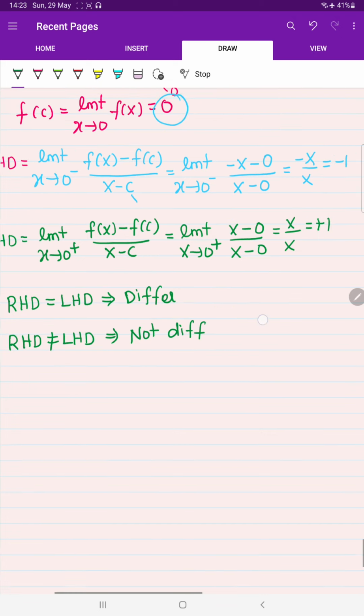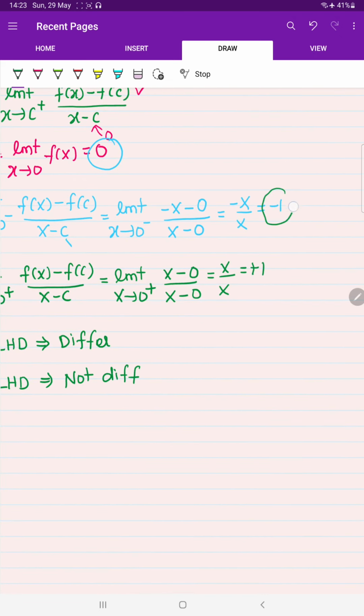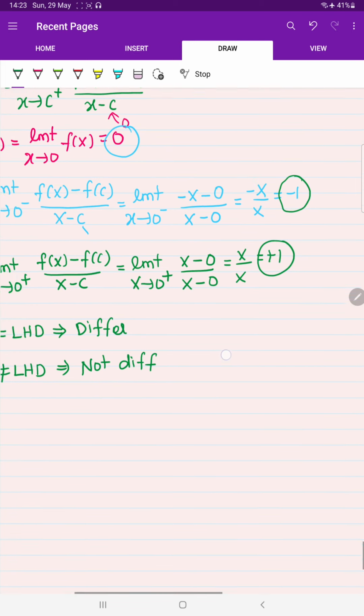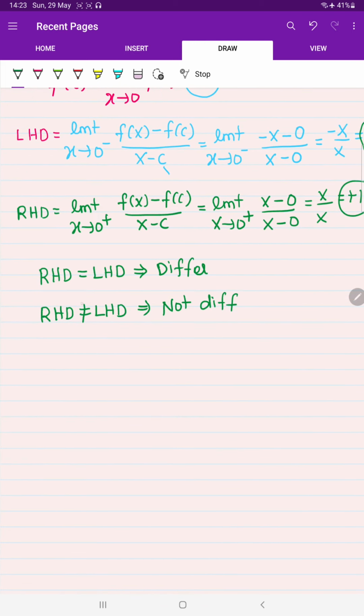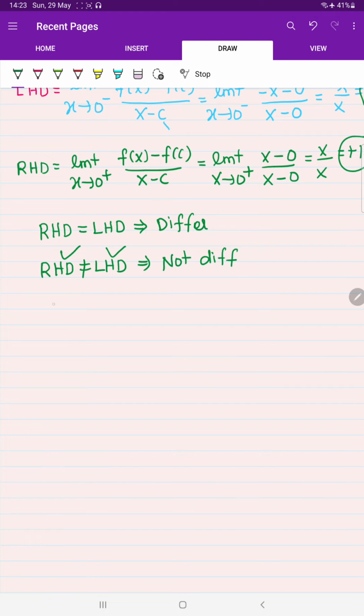Now if you clearly observe our question, what we are getting here is minus 1 and plus 1, which clearly indicates that the right hand side derivative and left hand side derivative are not equal. So the given function is not differentiable. So what is the conclusion? Mod x, we already made the conclusion for mod x. Mod x is continuous, I hope you all remember, but it is not differentiable. Where? It is not differentiable at x equal to 0.